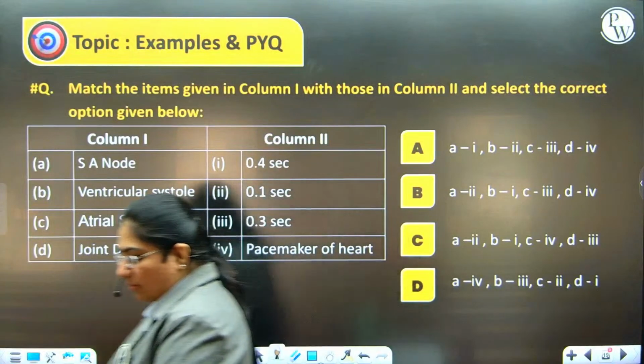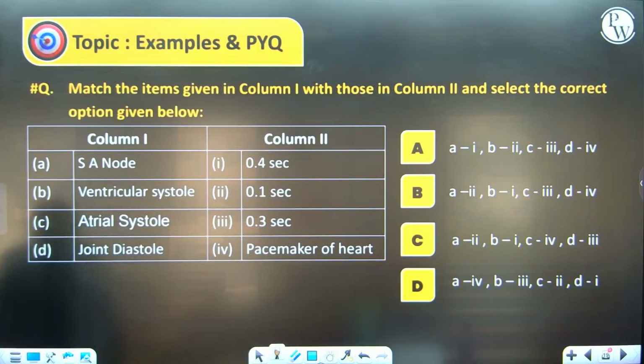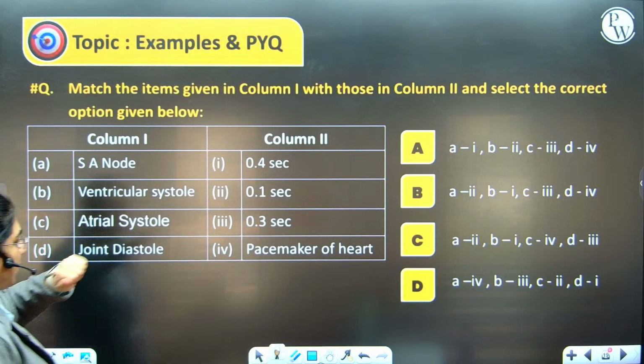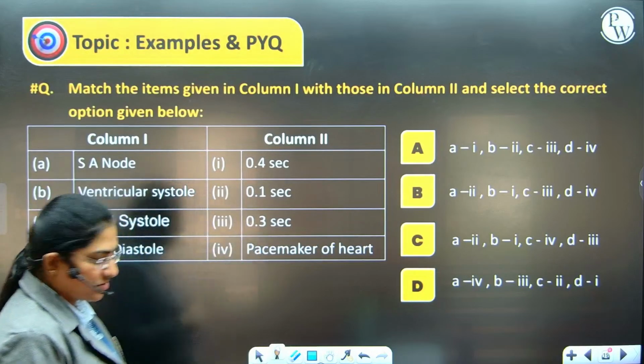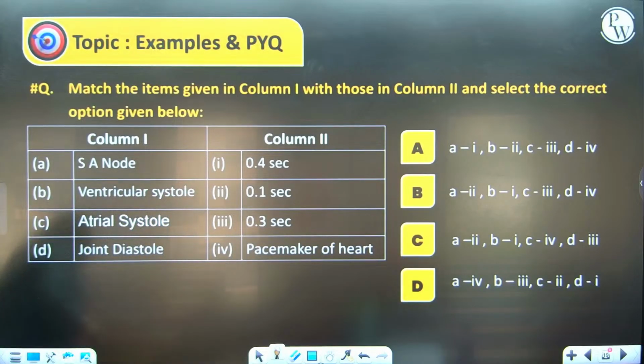Let's move ahead to the questions. The question says, match the column. On one side we have SA node, ventricular systole, atrial systole, joint diastole. On the other side we have the timings and the pacemaker of the heart. Now quickly, let me know the answers. I'm giving you again 15 seconds.